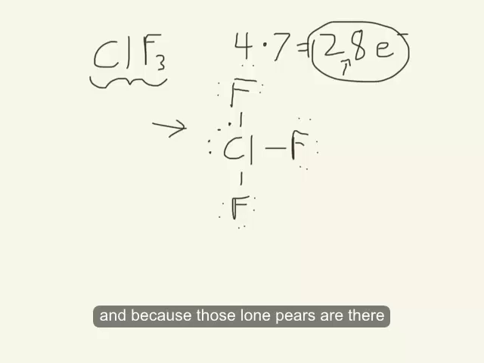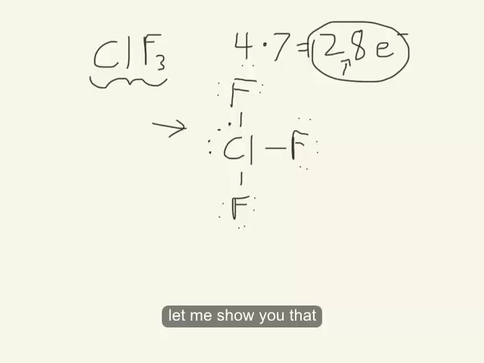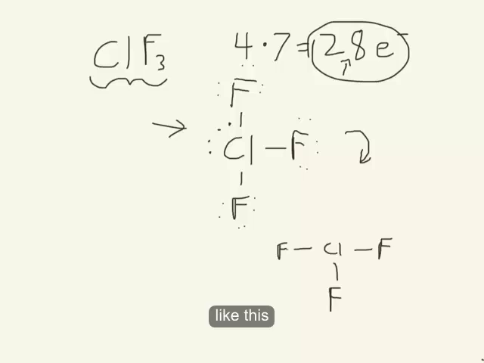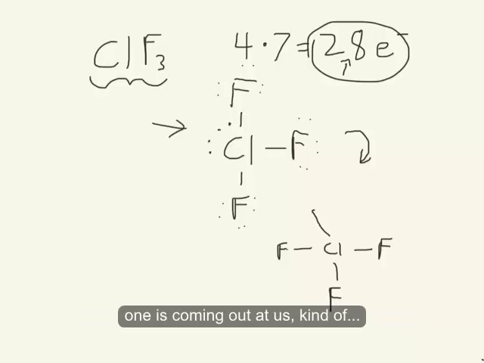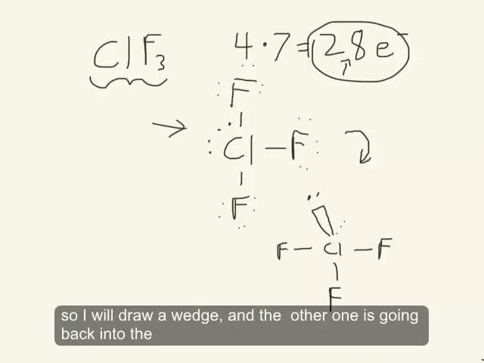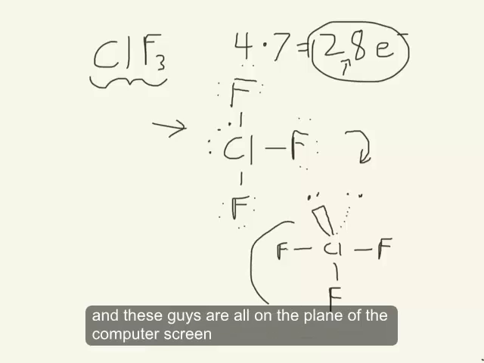And because those lone pairs are there, this molecule is going to have a T-shaped geometry. Let me show you that. Let's rotate it like this. So there's our T, and here are the electron pairs. One is coming out at us, kind of, so I draw a wedge. The other one's going back into the computer screen, so I draw a dash. And these guys are all on the plane of the computer screen.